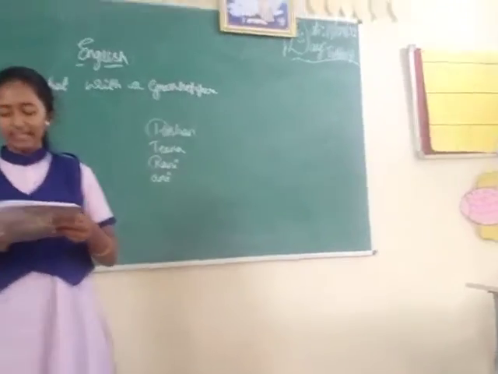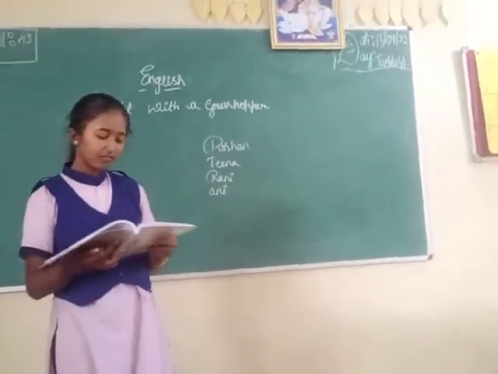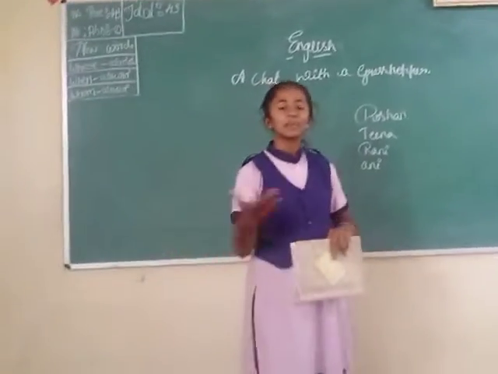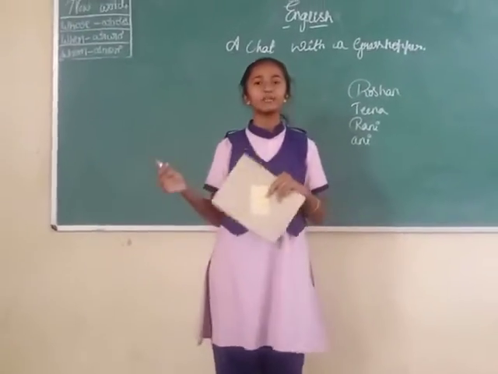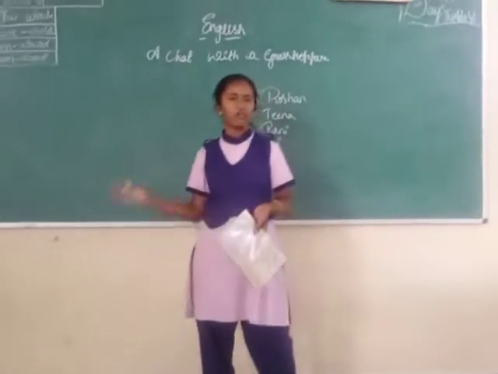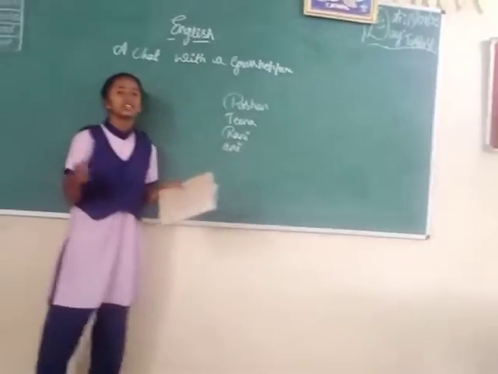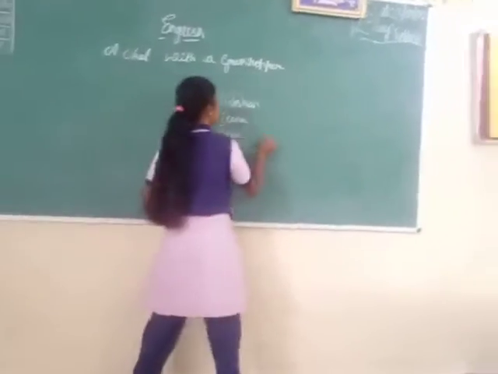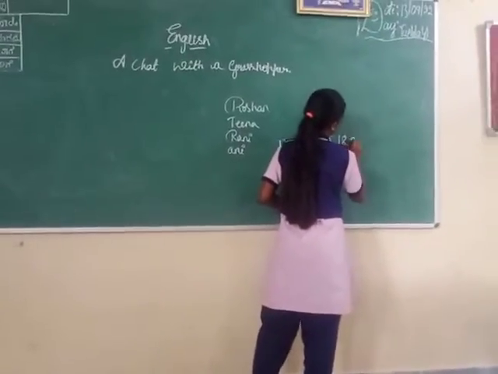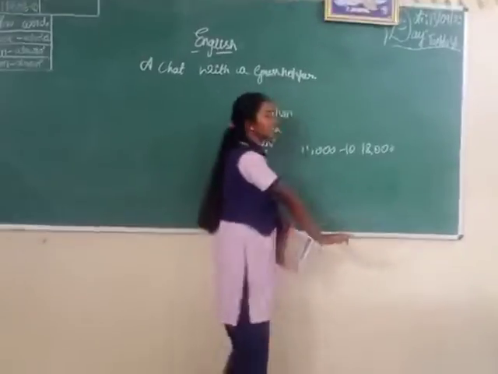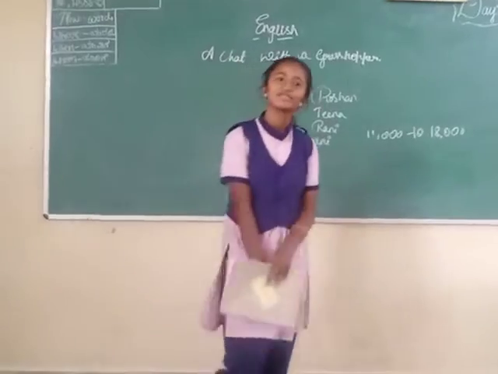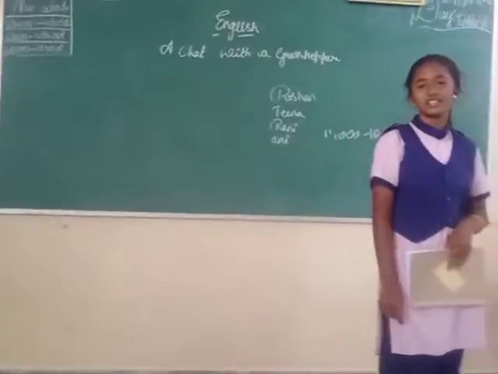You will find 11,000 to 18,000 varieties of grasshoppers in this world. It means the insect is replying to the children, you can find me anywhere, in plants, soil, like that. Next it is saying, there are 11,000 to 18,000 varieties of grasshoppers in this world. Okay, thank you. I will continue in the next class.